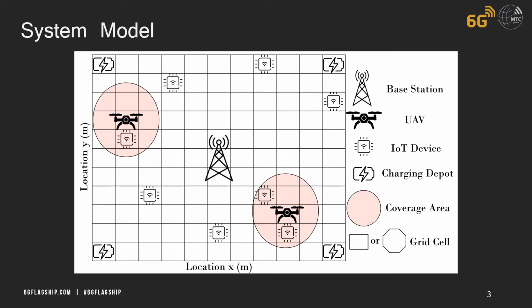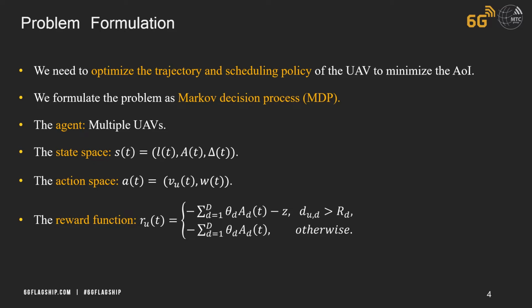We assume that there is a certain coverage radius that ensures the successful communication between the UAVs and the devices, and this coverage radius is controlled by the transmission power of the devices. The target is to optimize the trajectory or the path of the UAVs and also the scheduling policy, which device the UAV will choose at a time to schedule. And the purpose is to minimize the overall average age of information of this environment.